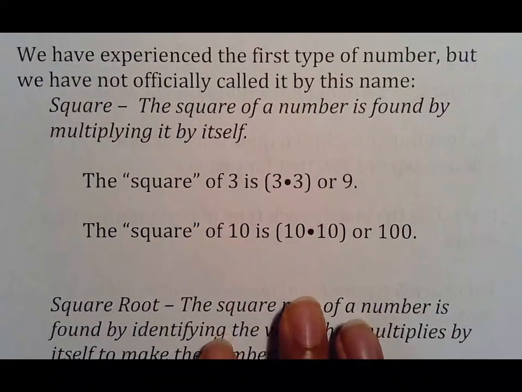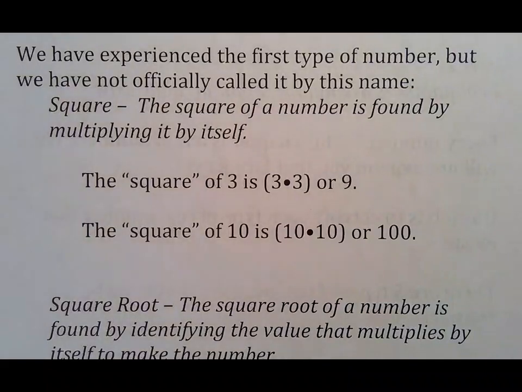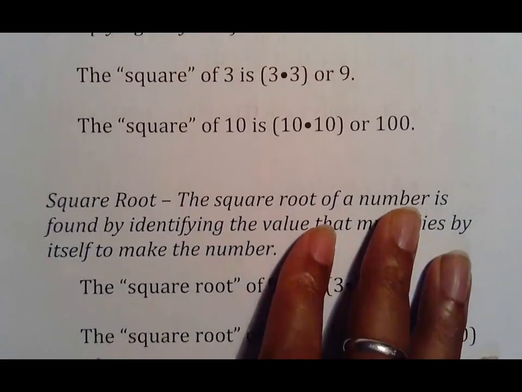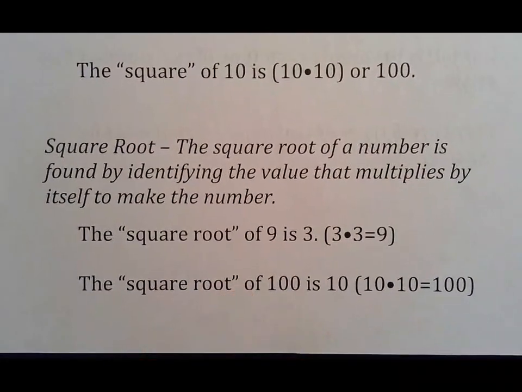So if you're asking for the square of 3, that means do 3 times 3 and you get the answer of 9. If you want to know what the square of 10 is, it means do 10 times itself to get 100. In other words, it's the power of 2. So if the square means multiply by itself, then the square root means what number multiplies by itself to make it. So it's the opposite of a square.